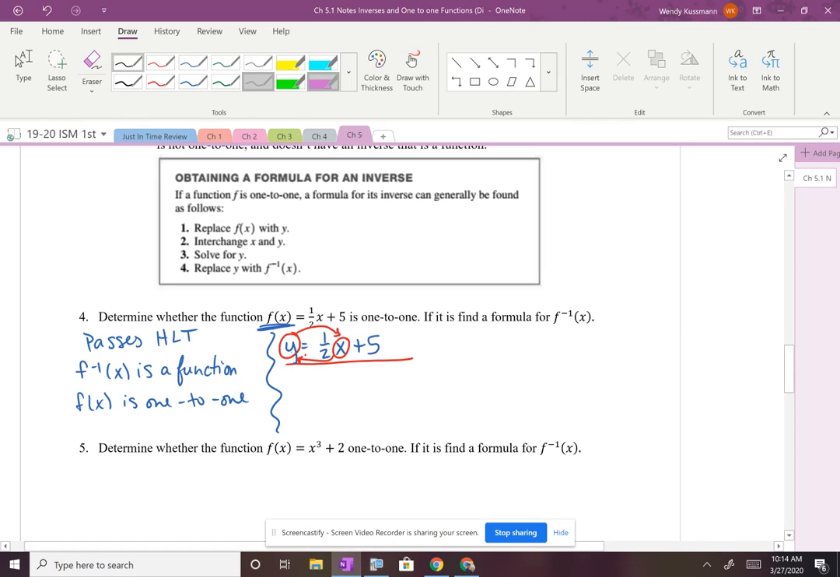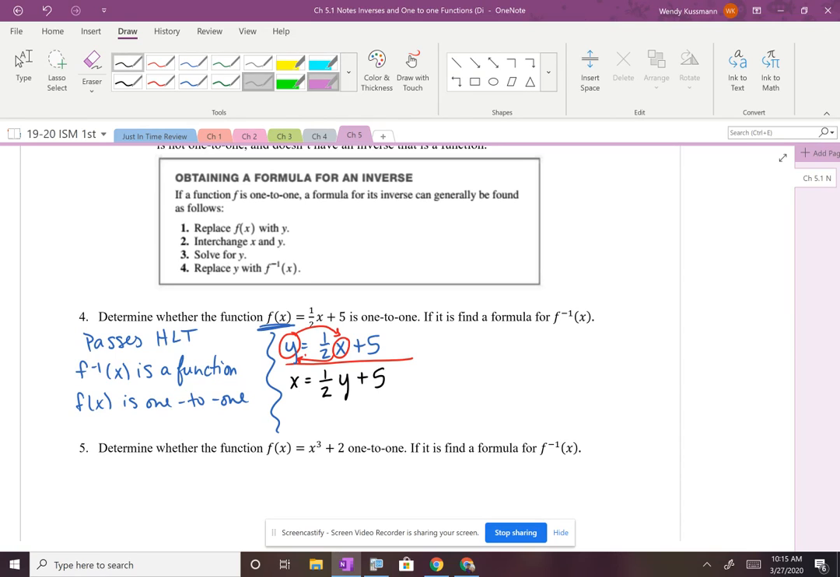So instead of putting y right here, I'm going to put an x equals. There's a 1/2. You do not change the 1/2. Leave the 1/2 alone. Instead of an x, I'm going to put a y plus 5. So this is technically right now the equation of the inverse of f of x. However, we're used to seeing everything in terms of y, solved for y. So let's go ahead and solve for y.